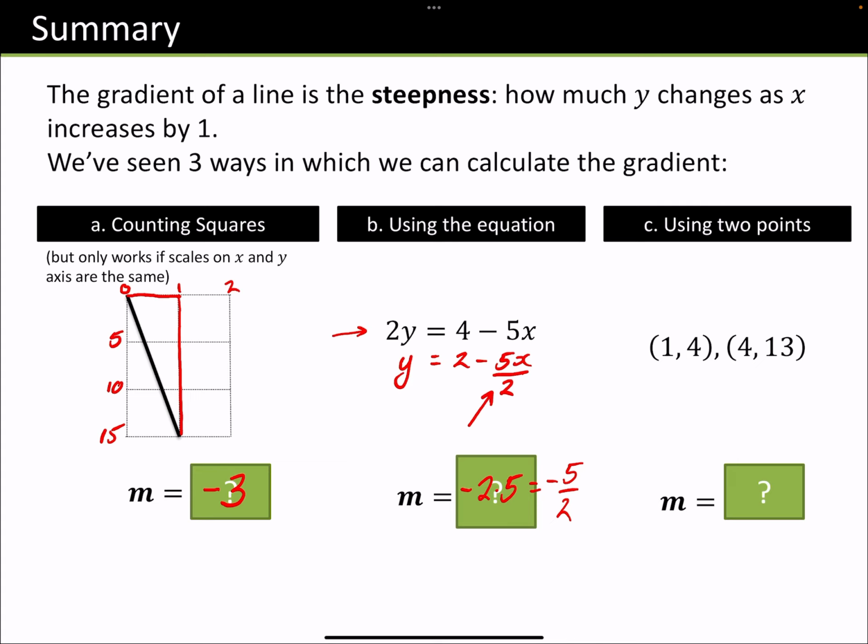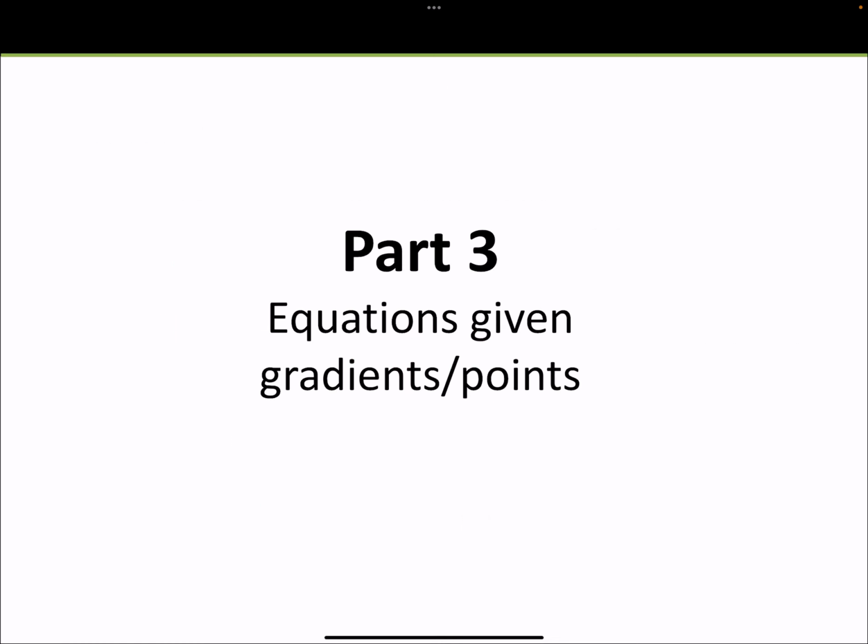And then the slightly more complicated way, we've got changing y, so 13 take 4 over changing x's, okay? And then we get 9/3, so that's 3 this time around, okay? So we should know all of those three things by this point. So what we're going to do now is we're going to try and find the equations of some lines, okay, given gradients and points, okay?